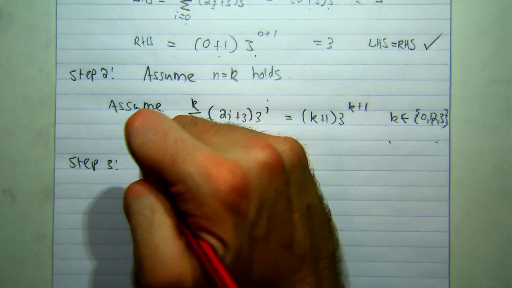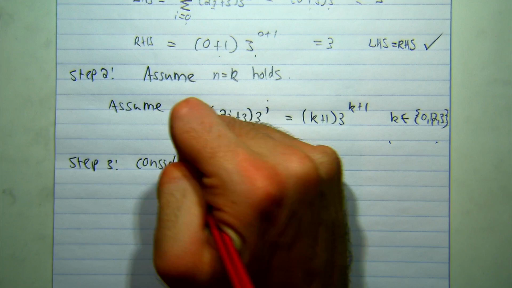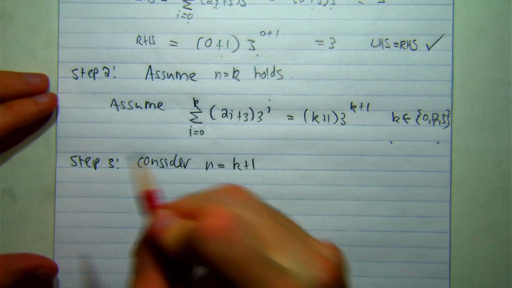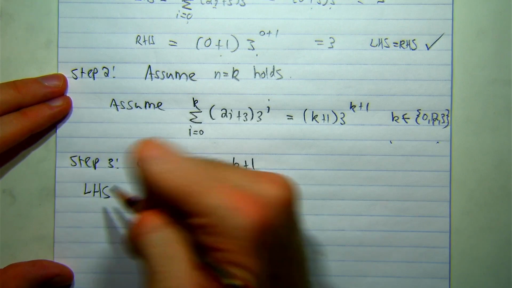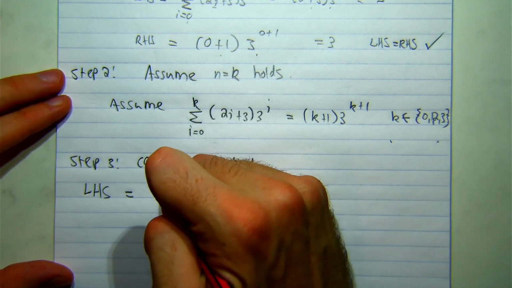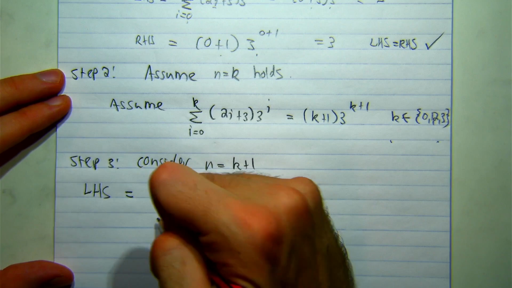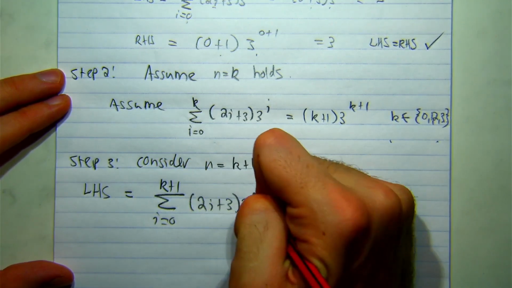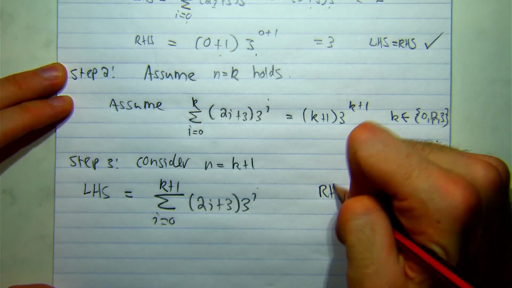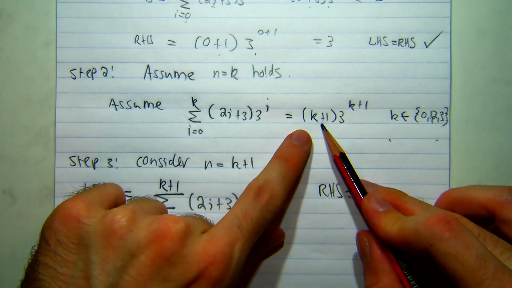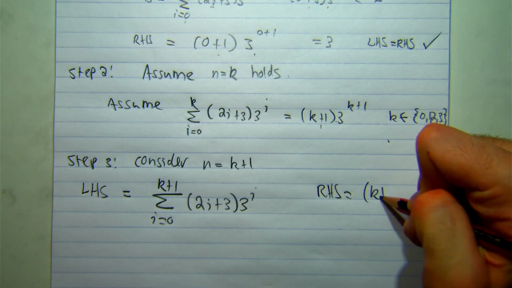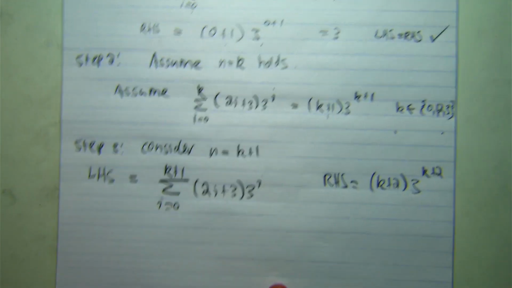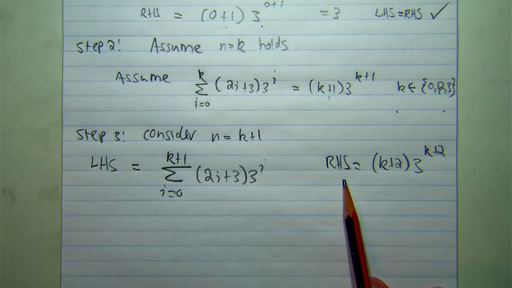Okay, step 3. Consider n is equal to k plus 1. So the left-hand side is equal to the sum up to k plus 1. And then the right-hand side is k plus 1 plus 1, so that's k plus 2. We want to show the left-hand side is equal to the right-hand side.